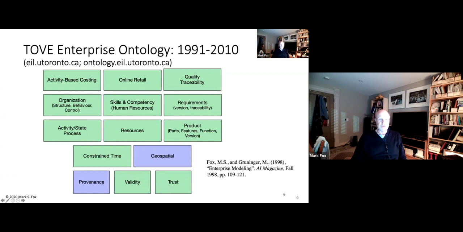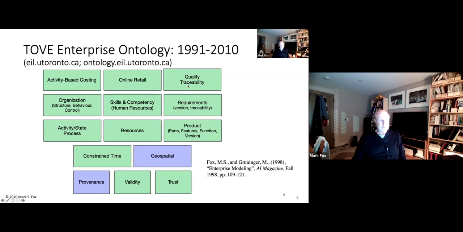We've created ontologies for defining processes composed of activities and state descriptions of what's true of the world. Ontologies for resources, their divisibility, their reusability, products, their parts, their features, their function, versions of requirements for products, et cetera, versions and traceability. An ontology for skills and competency for human resources. We've created an ontology for organization structure, behavior, and control. Ontologies for activity-based costing, online retail, and quality traceability.